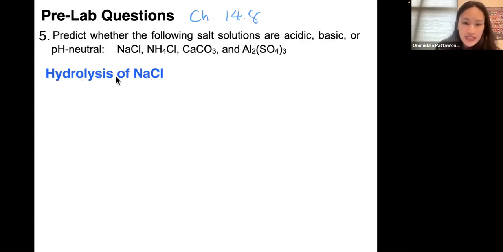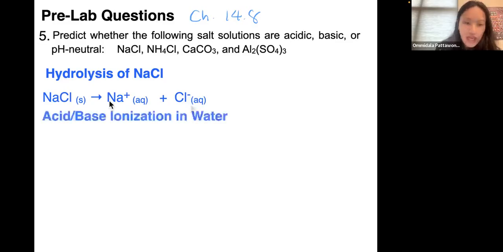Okay, so hydrolysis means you are going to break this apart in water. So if I dissolve solid sodium chloride in water, this is what you're going to get: you are going to separate them into cation and anion, sodium and chloride. Each of these ions, we are going to react with water to see what they will produce. So first I'm going to react sodium with water.